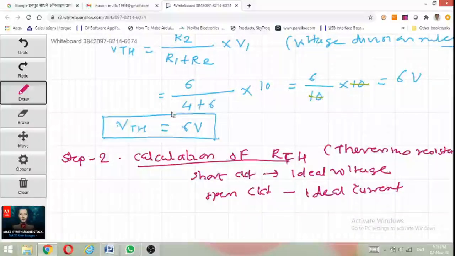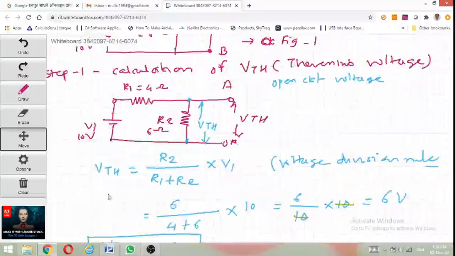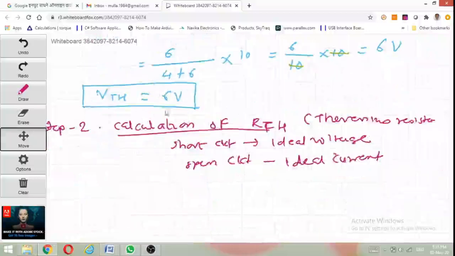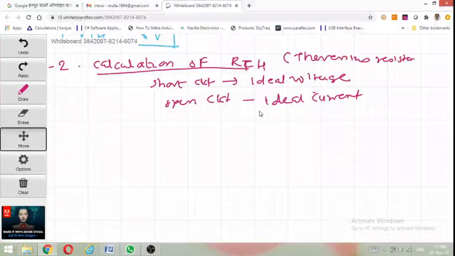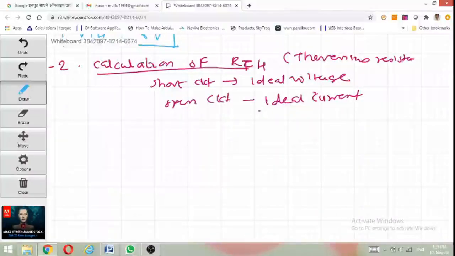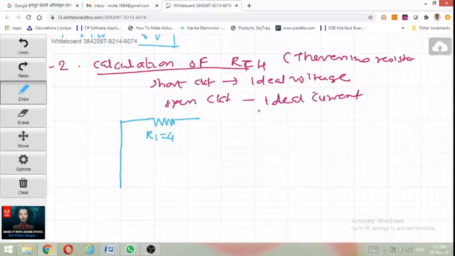Here in this circuit it is an ideal voltage source, meaning it has no internal resistance. Then this circuit becomes like this. This is the voltage source and this is a short circuit. Then the second part is resistance R1, and the value of resistor R1 is 4 ohm.